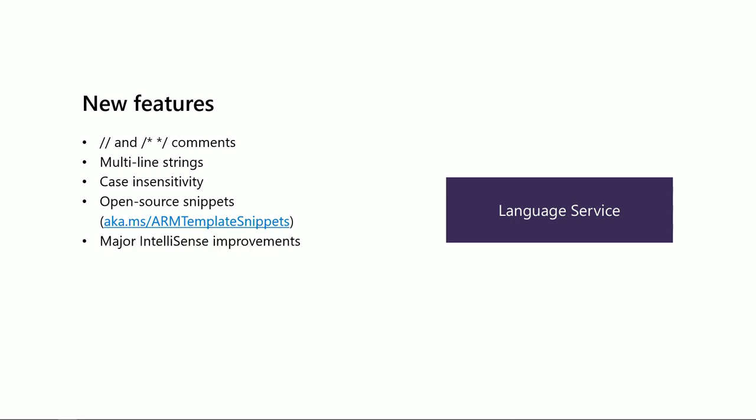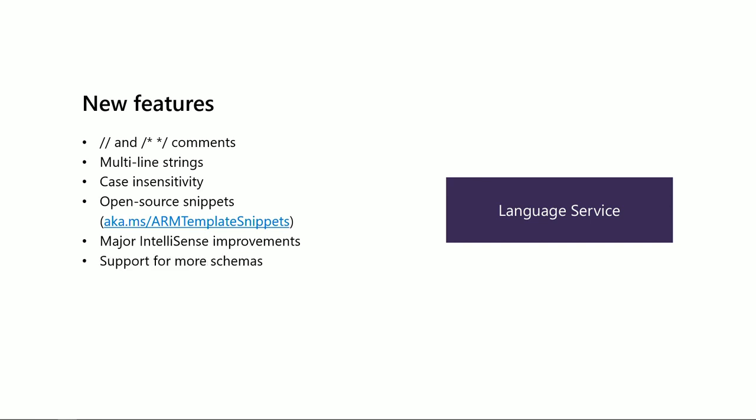We sort of overhauled Intellisense in the language service. This is really where we were starting to hit the limits of what the extension could do. And now that we have a dedicated language service, we're much more performant with our Intellisense, and we can analyze a much broader set of resource schemas than we were capable of doing before. And we'll talk about that in the demo.